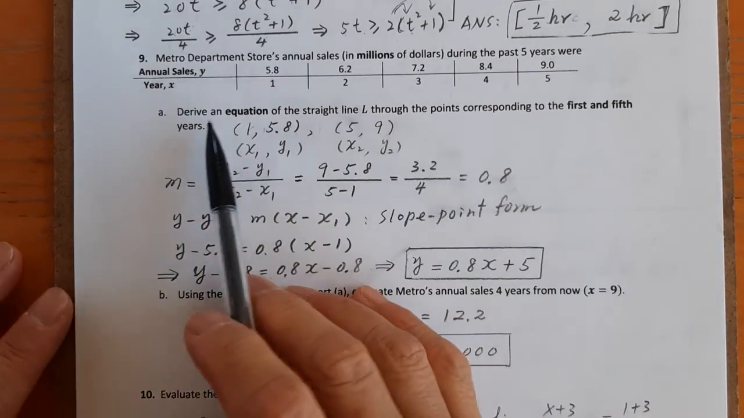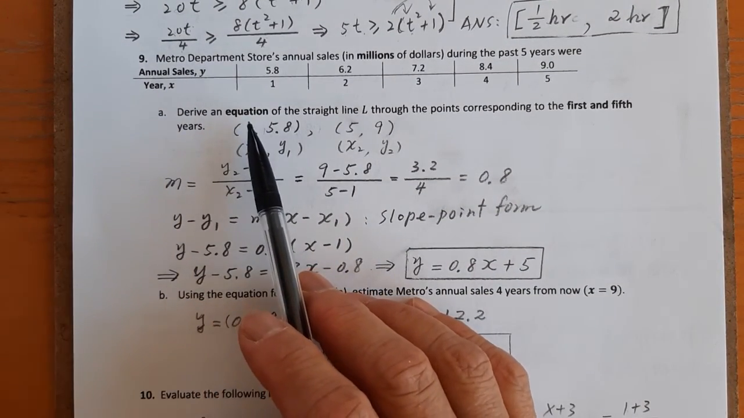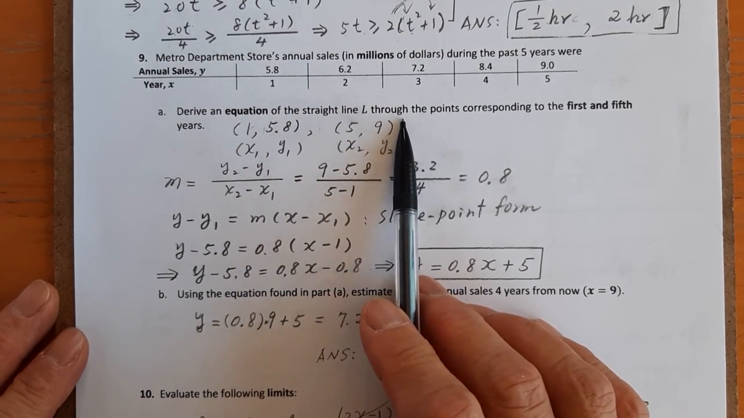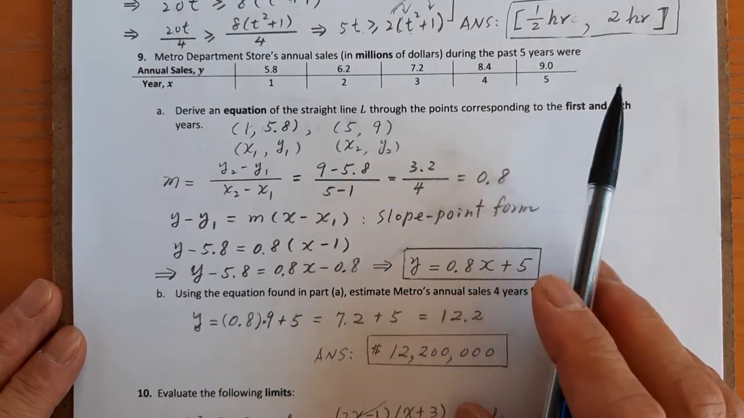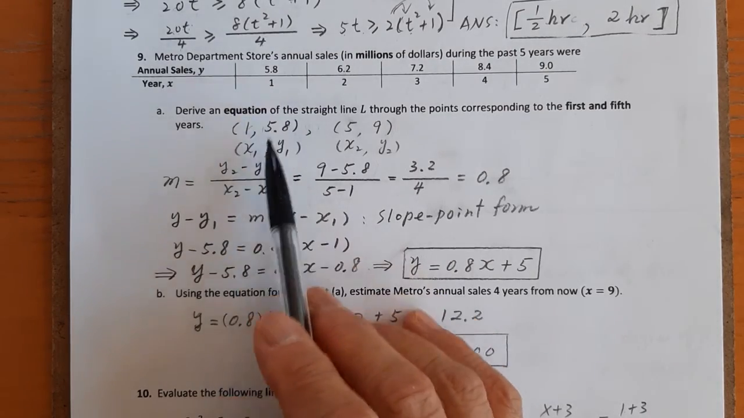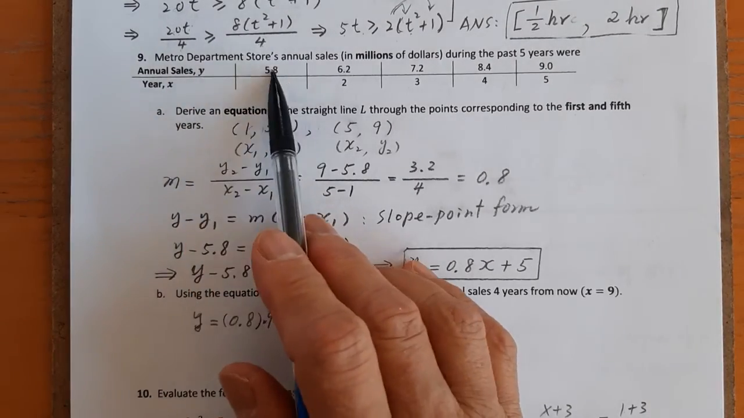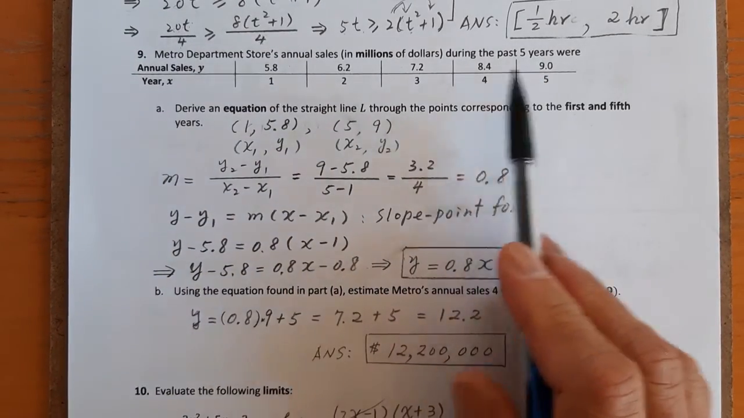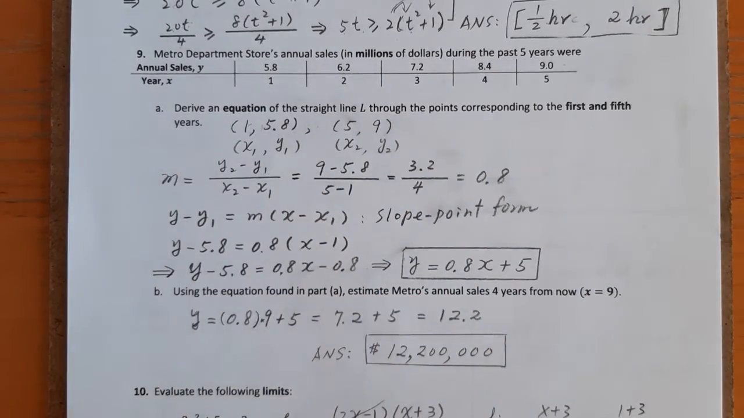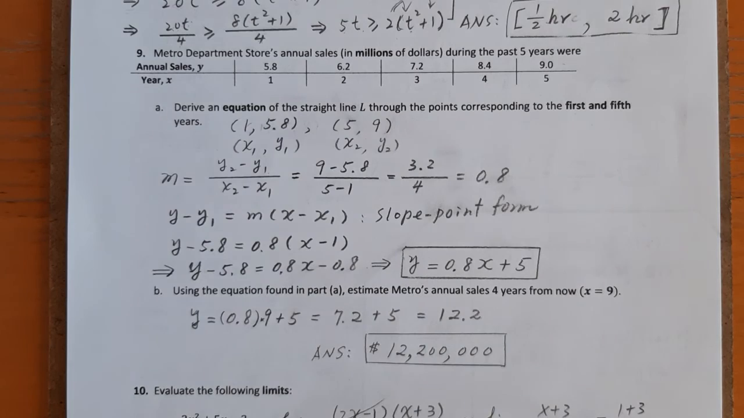The question asks you to get an equation of the straight line through the points corresponding to the first and the fifth year. First year, x is 1, y is 5.8. Fifth year, x is 5, y is 9. 9.0 is the same as 9. So those are 2 points, and use the 2 points to determine a straight line and find the equation of the line.